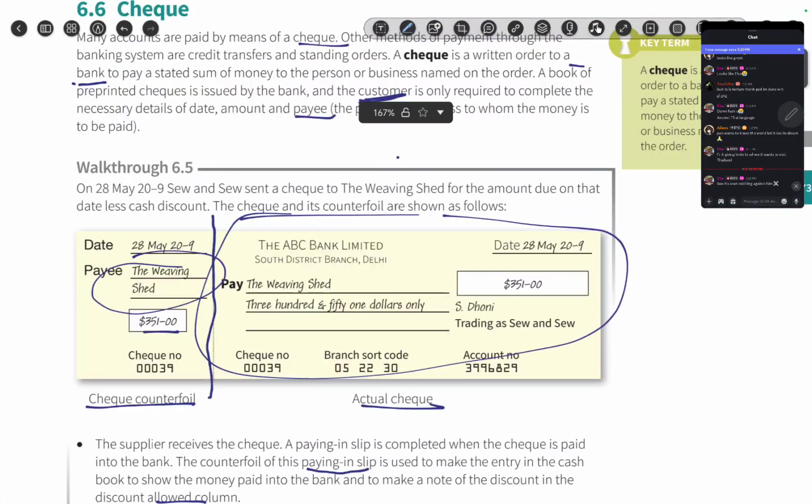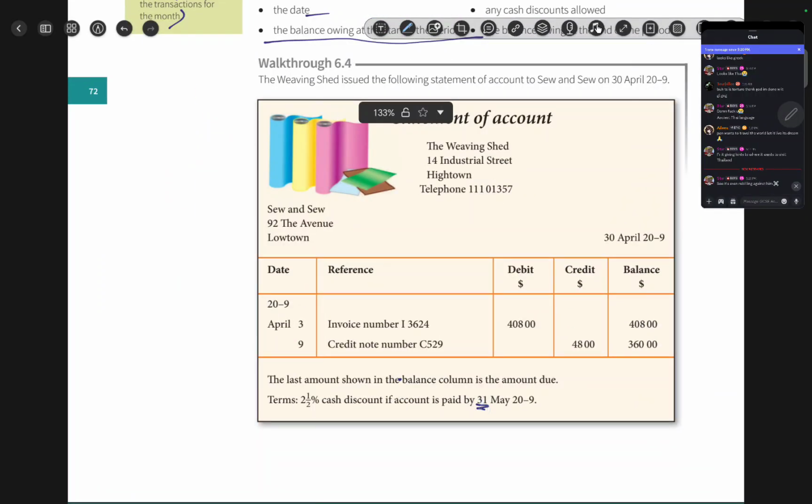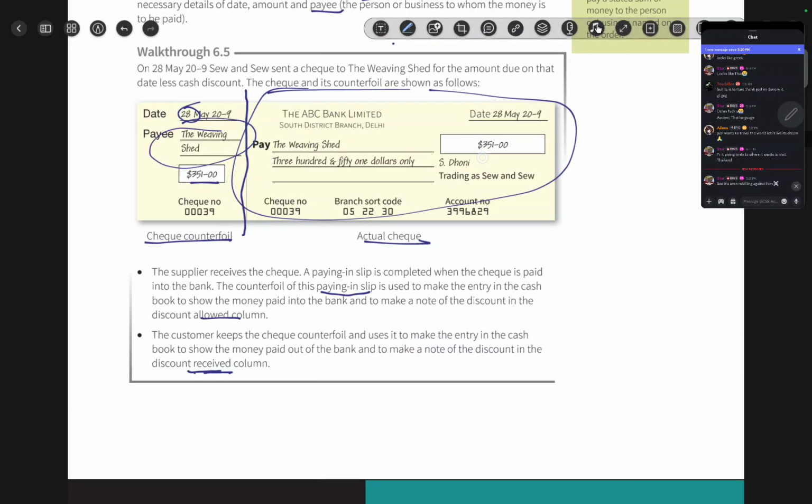This is the discount we received from the supplier. Now you see this date is 28th May and the date of the cash discount is 31st May. So since he paid within the period, he will get the discount. It was supposed to be 360, but he is paying only $351.